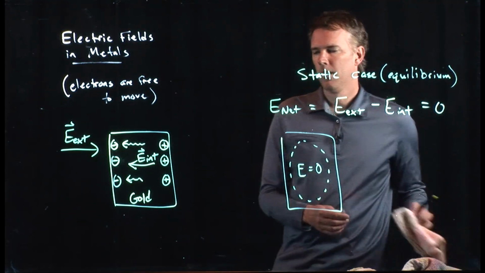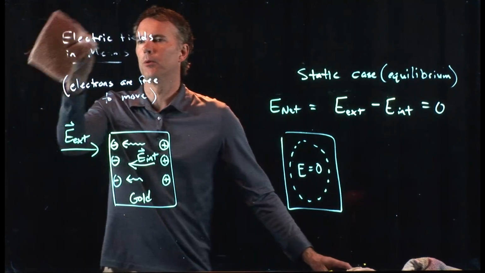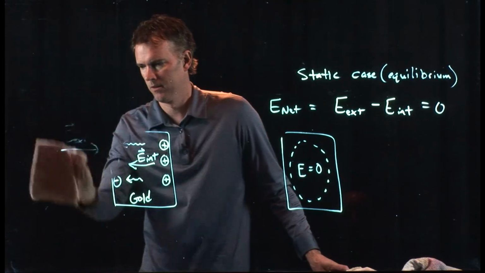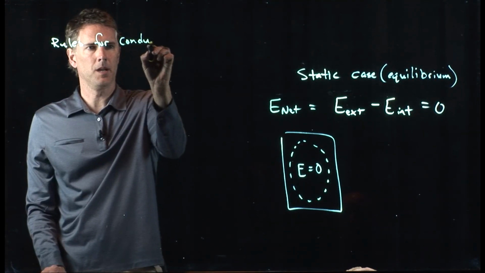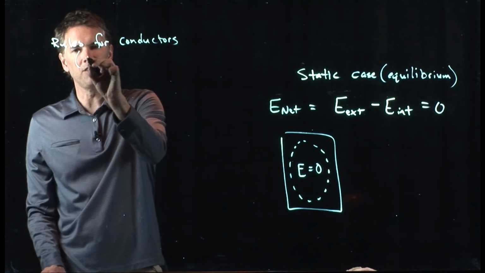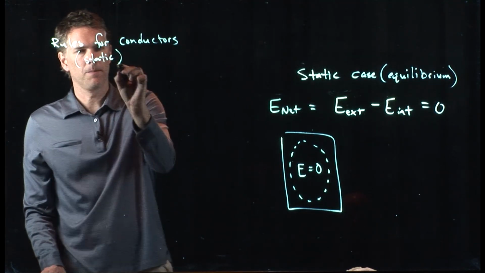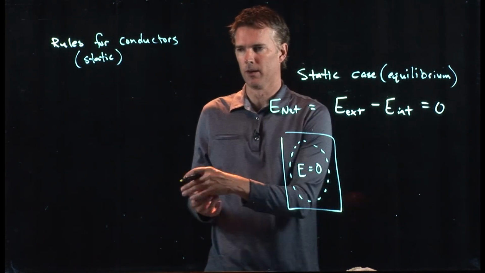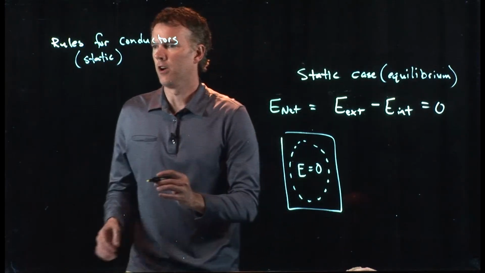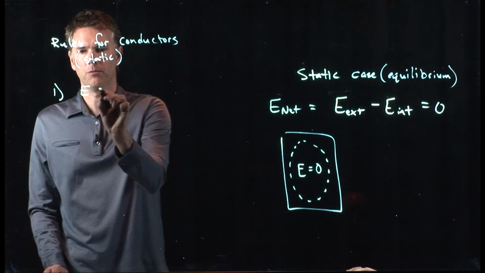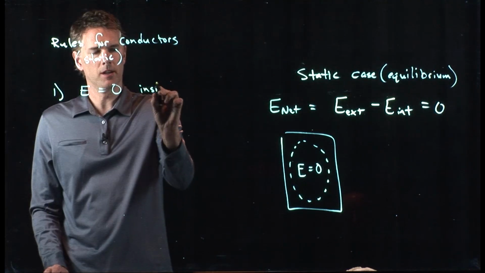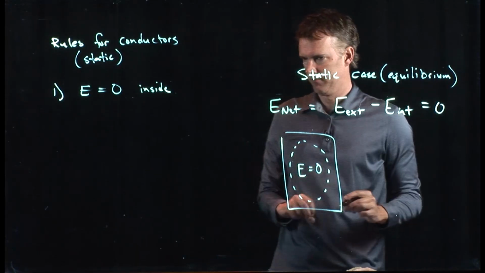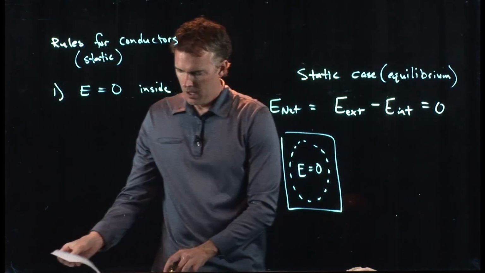Okay, and so we have rules for conductors. We have 5 separate rules that describe conductors in the static case. And I want you to make sure that you understand that this is the static condition, because later on we're going to talk about things that are actually moving. Charge is still moving. So the first rule is just what we said. E equals 0 inside. If you are inside the metal, the electric field is 0. Good.